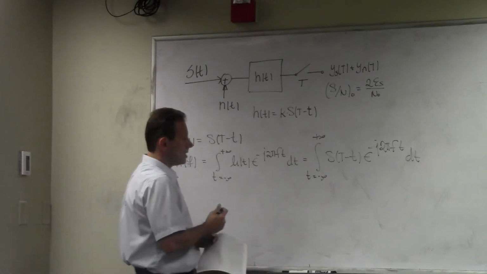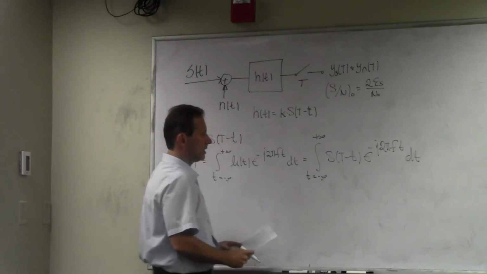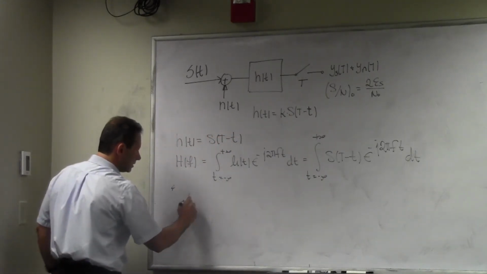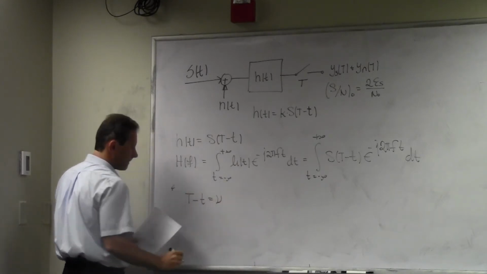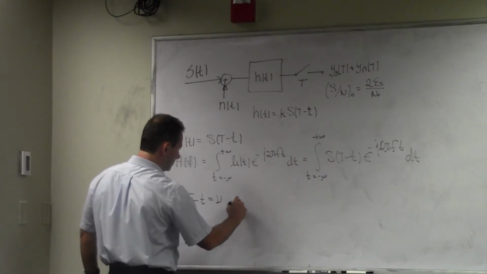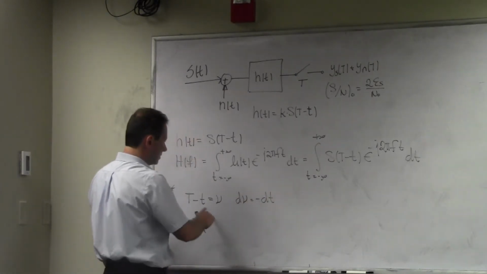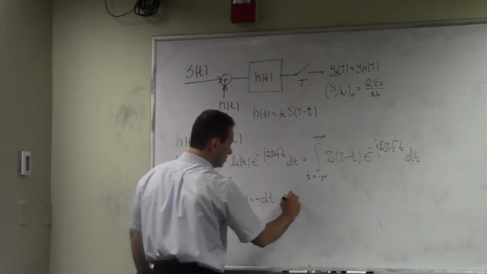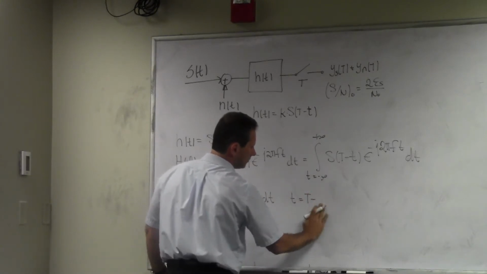So now I can use a substitution. Instead of capital T minus little t, I can introduce the substitution: let's call T minus t as nu. From here, you can see that d nu is equal to minus dt. And what do I need here? t is equal to capital T minus nu. So t is equal to capital T minus nu.